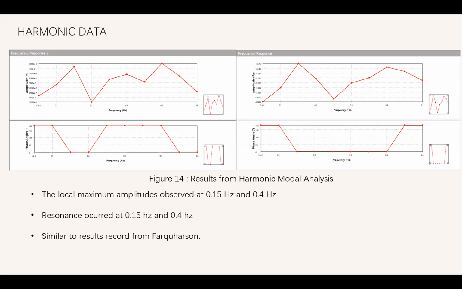In this case, the observed frequencies were 0.15 hertz and 0.4 hertz, whereas the real data from Professor Farquhar Hansen was 0.2 hertz and 0.6 hertz. I'm going to talk about this later. So basically, our results are really similar to the real one as well.